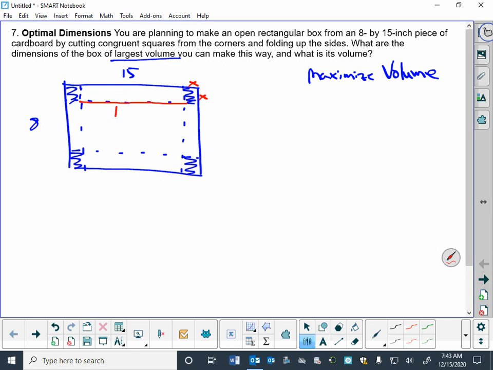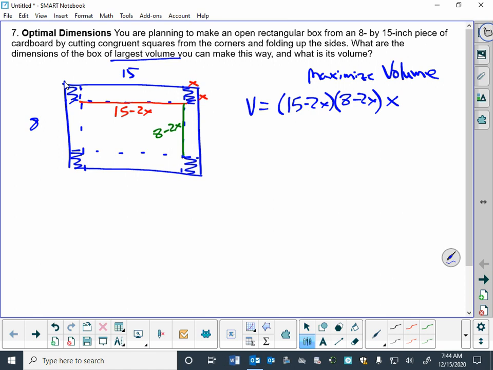then this length of the box is going to be 15 minus 2x, and this is going to be 8 minus 2x. So we should be able to say that the volume of my box is going to be 15 minus 2x long, 8 minus 2x wide, and x deep. I want to maximize this volume, which means I need the derivative of this.